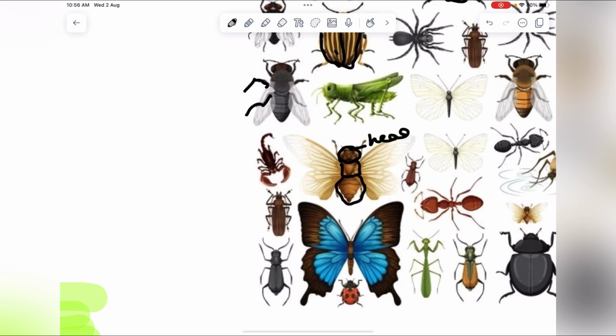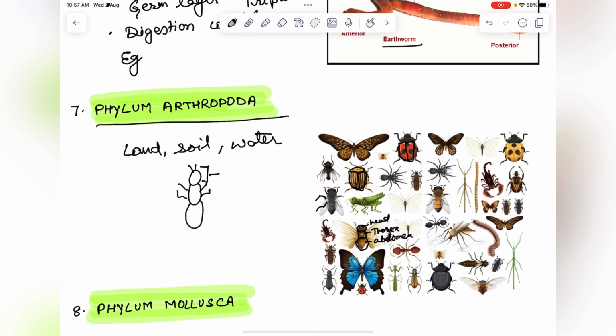Head, thorax, abdomen. Head, this part will be thorax and this will be abdomen.